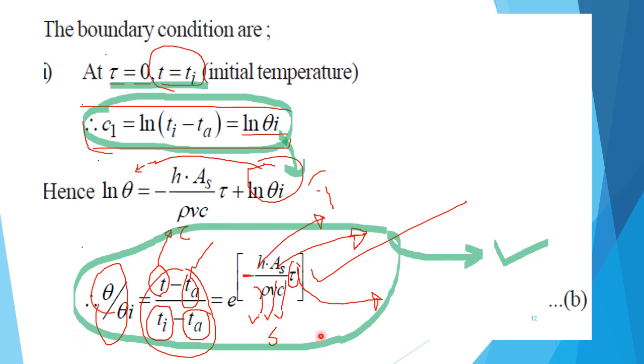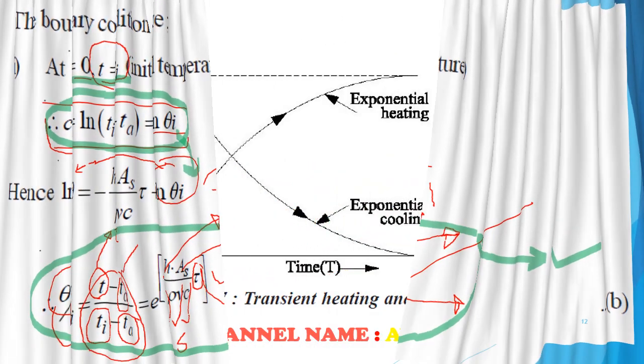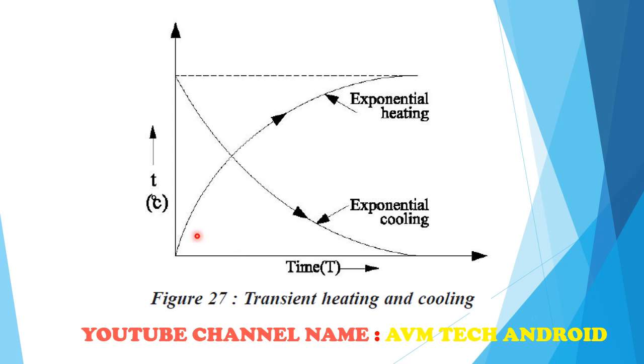So this is our final equation for transient heat transfer, or unsteady state heat transfer. From the graph you can understand that with a rise in time, when we are going for heating, the temperature of the body continuously increases, and when we are going for exponential cooling, with increasing time the temperature of the body continuously decreases.